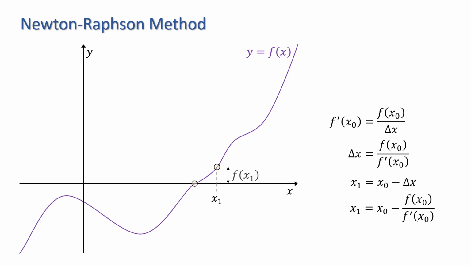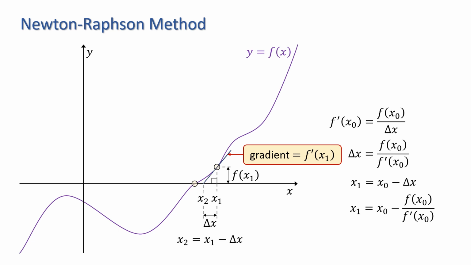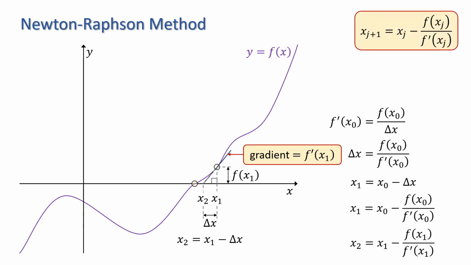Now we can find new values of the function and its derivative at x1 and repeat the procedure. We thus project to a new point x2 on the x-axis, and we have x2 equals x1 minus f of x1 over f' of x1. We can keep repeating this procedure, moving closer to the root at each iteration. We write the general form for an iteration as xj plus 1 equals xj minus f of xj over f' of xj.